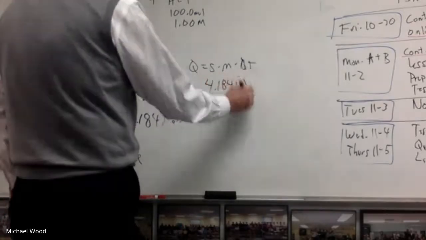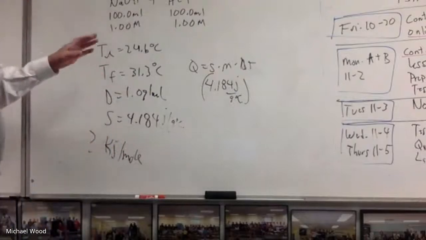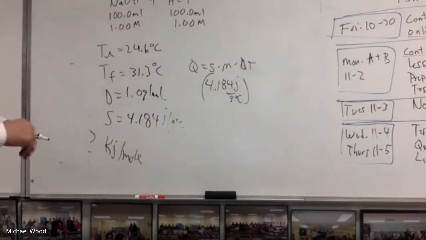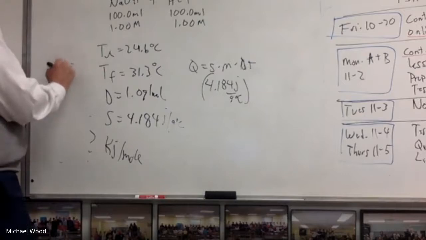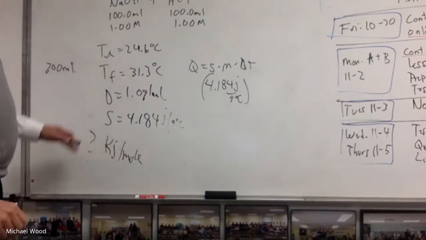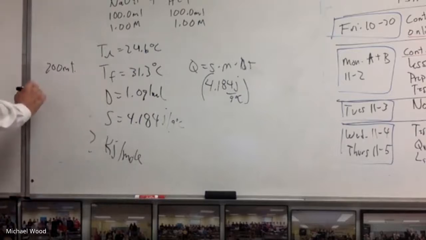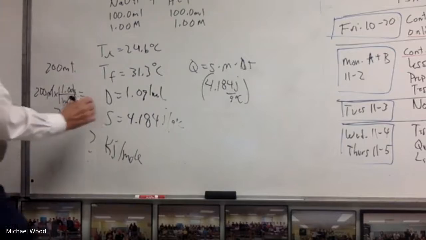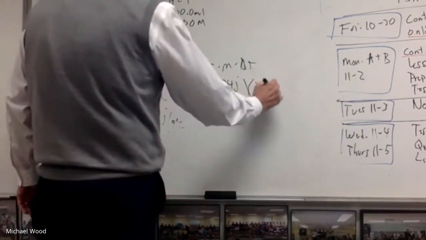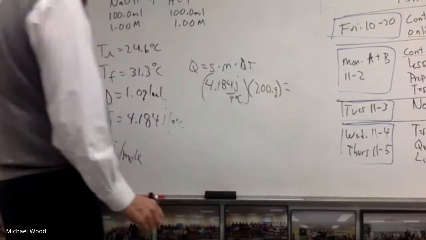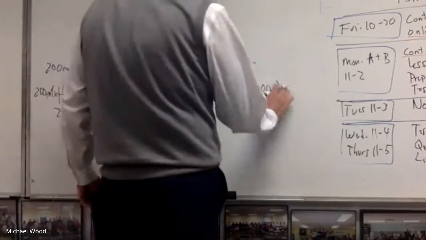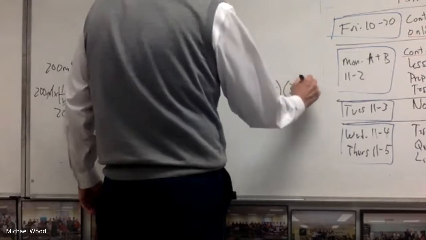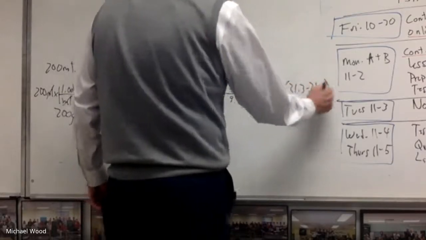Now what I'm doing is plugging and chugging. For mass, I had 100 mL and 100 mL, so I have 200 mL total. And it says that the density is 1. So if I take 200 mL and multiply, mL for grams, I would get 200 grams. So the mass of this would be 200 grams. And then delta T, I'll subtract these two numbers: 31.3 minus 24.6.